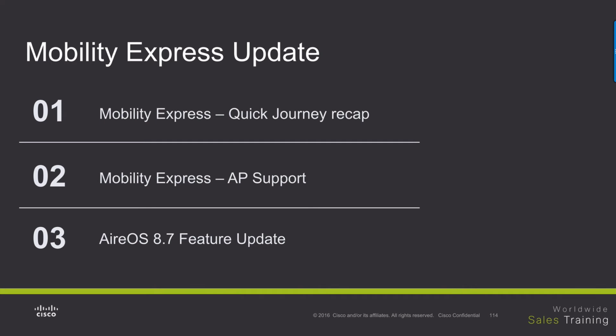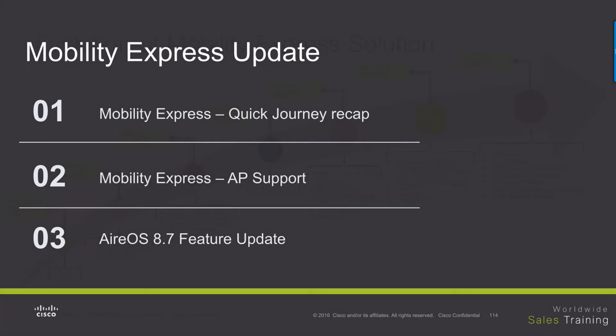In this session, I'm going to give you an update on AireOS 8.7 features that are going to be introduced on Cisco Mobility Express. In terms of the session agenda, I have 3 topics to cover. I'm going to give you a quick recap of the journey on Mobility Express. Then I'm going to talk about the APs that support Mobility Express. And then finally, I'm going to give you an update on the AireOS 8.7 features.